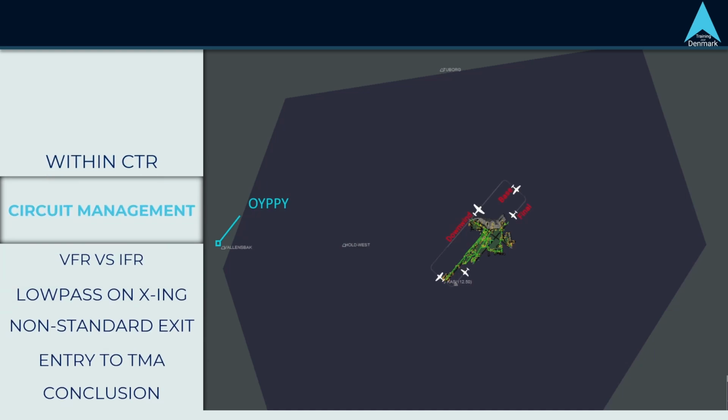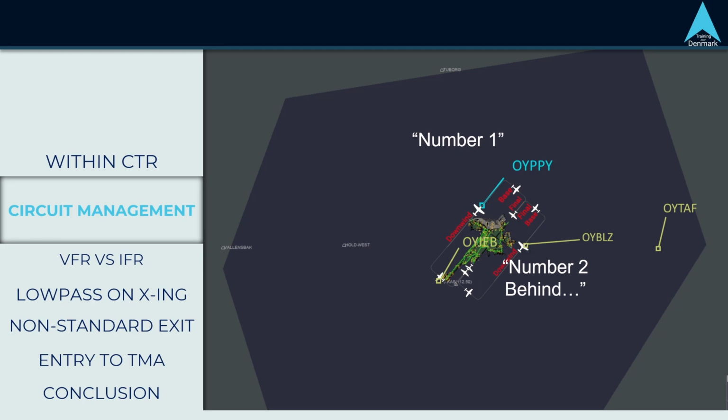Now, let's move to the next topic, circuit management in general. If you only have VFR, you need to always define the number they are in the sequence. Number 1, number 2, follow Cessna 172 on right base. Number 3, follow Piper 28 on left downwind. Number 4, and so on.